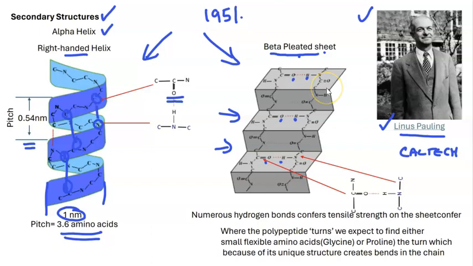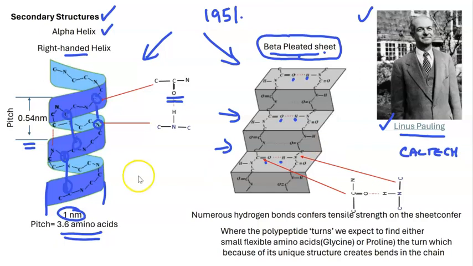The beta pleated sheet is noted for its high tensile properties, making it a very, very strong structure. And indeed, it is found in spider web, in the silk of spiders. So it is that strong.